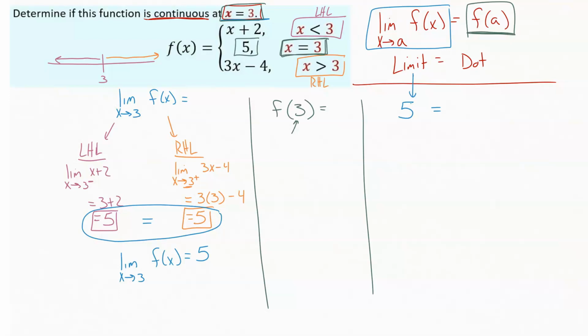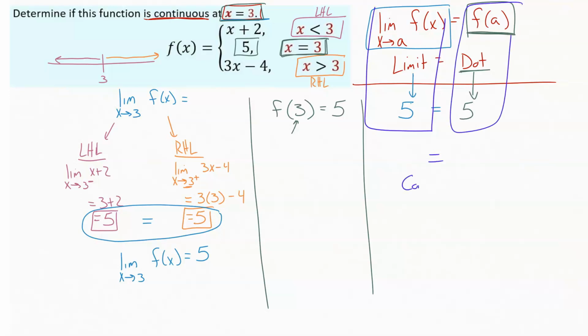There's no x to plug it into. Normally if there was an x to plug it into, that's what you would do. But out of that, we just get 5. So our dot on the graph, our y value, is also at 5. Now we can draw our conclusion about our continuity. Since our limit value was equal to our dot on the graph, those two things are equal. Therefore, it is continuous at that specific value at x equals 3.